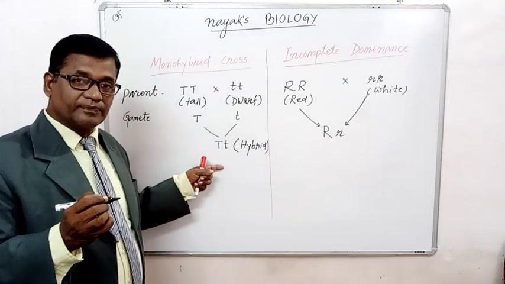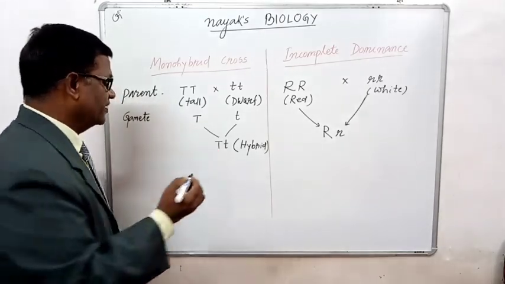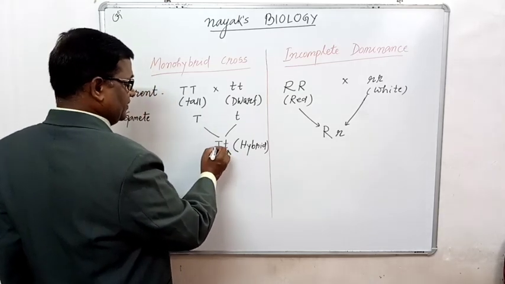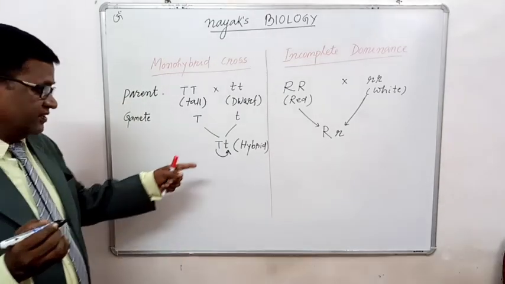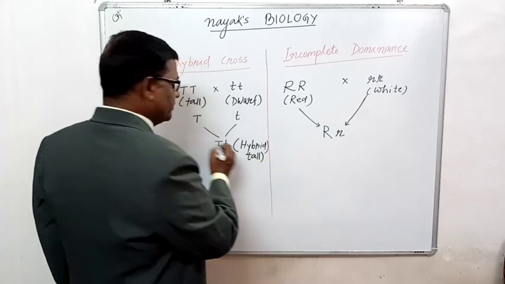And what is its phenotype? What is the character? It is a tall plant, because capital T is dominant over small t. That's why it is a hybrid, and its height becomes tall, because here T is dominant.